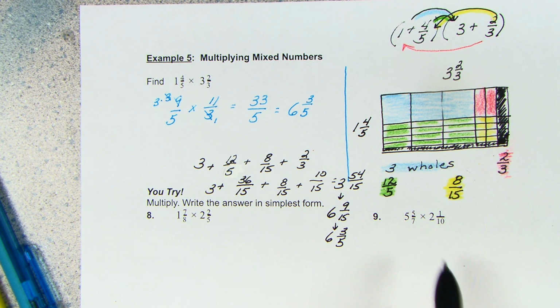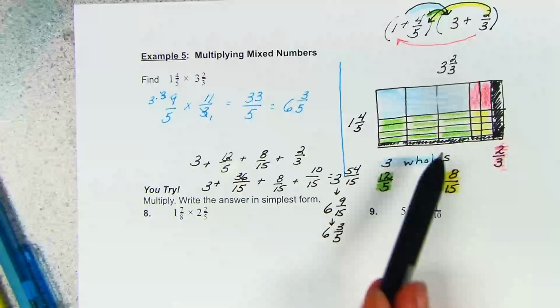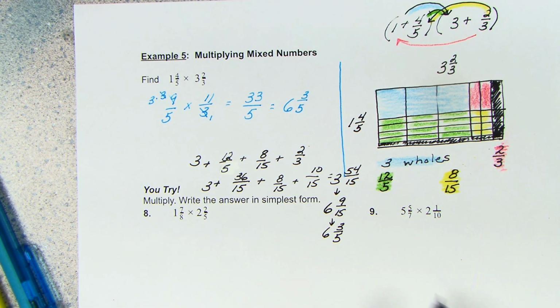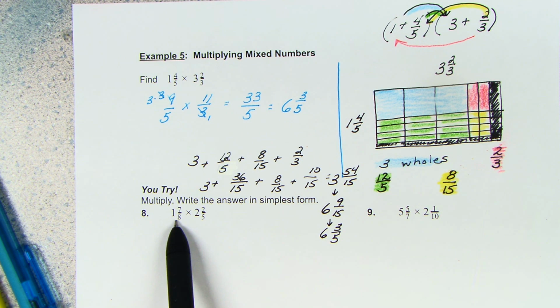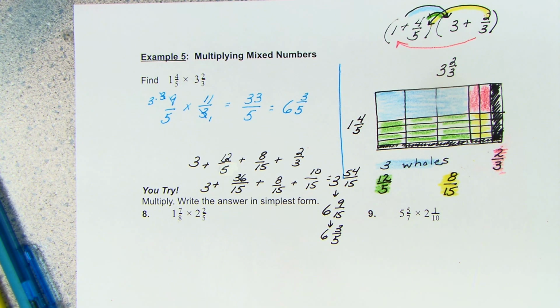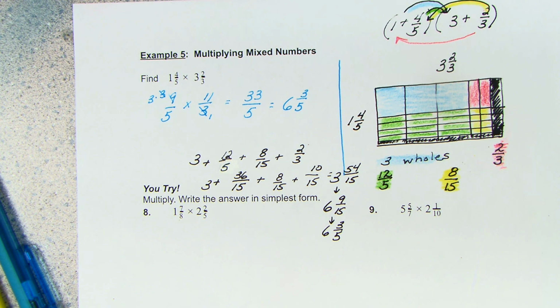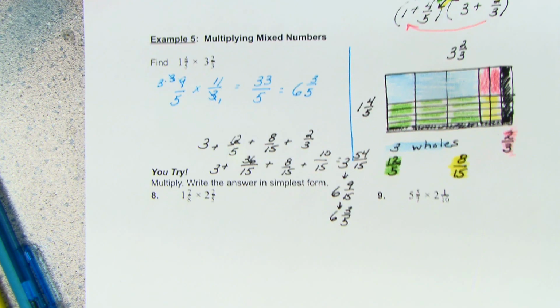Ta-da! Okay, so now you have 2 to do. You do not have to do the picture, okay? You do need to change it into an improper fraction times an improper fraction. Check to see if you can cross cancel, and then check again at the end to see if it needs to be simplified. Whew. Okay, one more problem. This one's not too bad. This is the real life example.